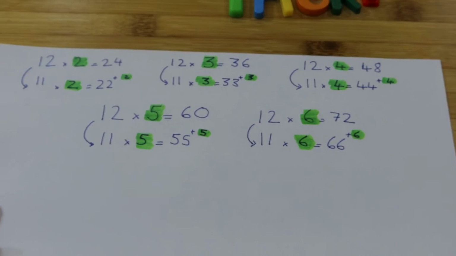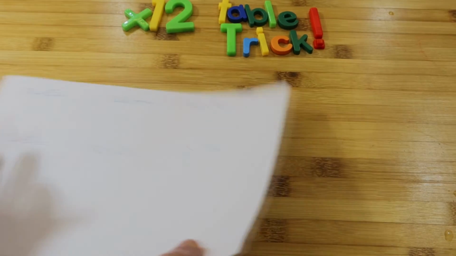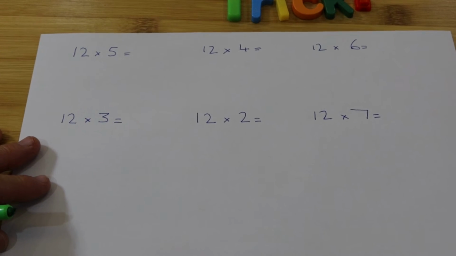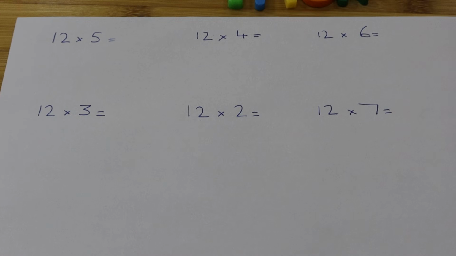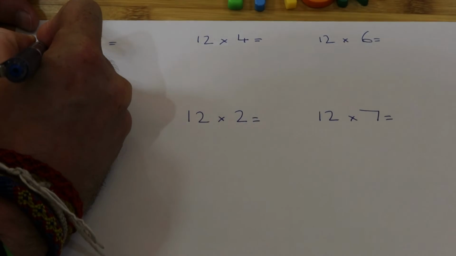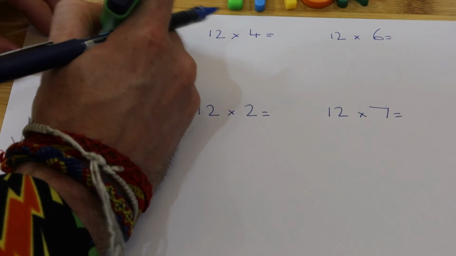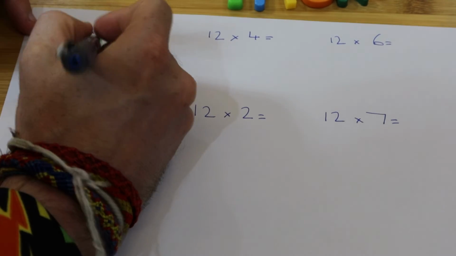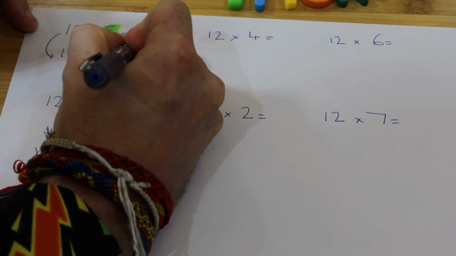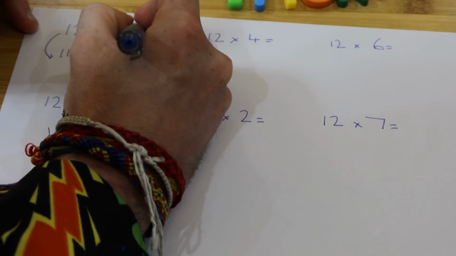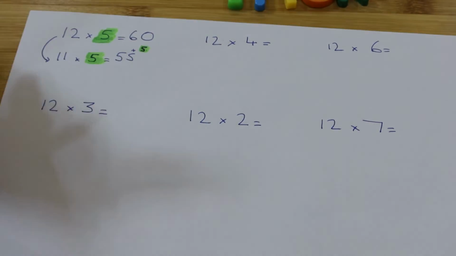Hopefully now you've seen that trick. It's a 12 times table trick. Now you might want to pause this, see if you can do these on your own. We've got some questions there. Pause it and try and do it. Right, let's try and do these then. 12 times 5, we do 11 times 5, which equals 55, and I'm going to add the 5. So that equals 60.